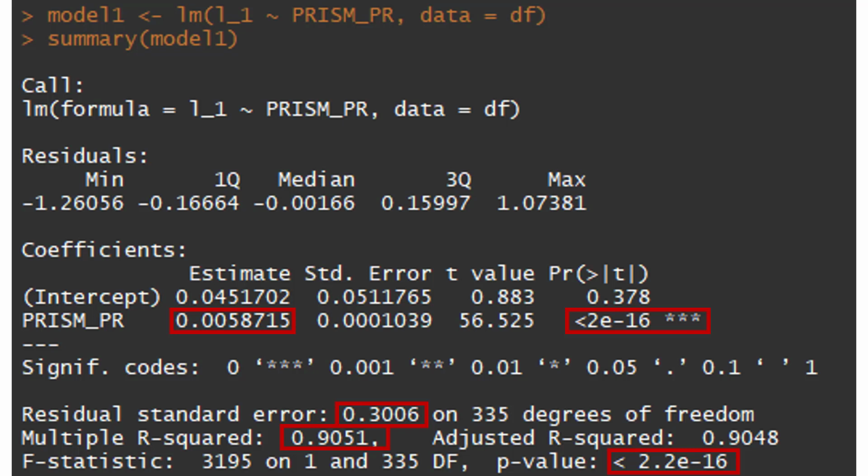R also uses little graphical codes to show what the range of significance level that the p-value falls in. In this case, we have 3 asterisks, which is a p-value between 0 and 1 in 1,000. The model F-test p-value is in the very lower right on the last line of the model output. Finally, the standard error of the regression is in the middle of this output in the first row of the last grouping of output, labeled residual standard error.